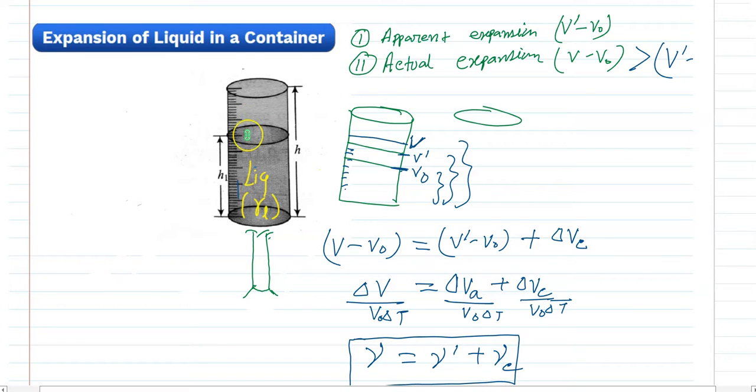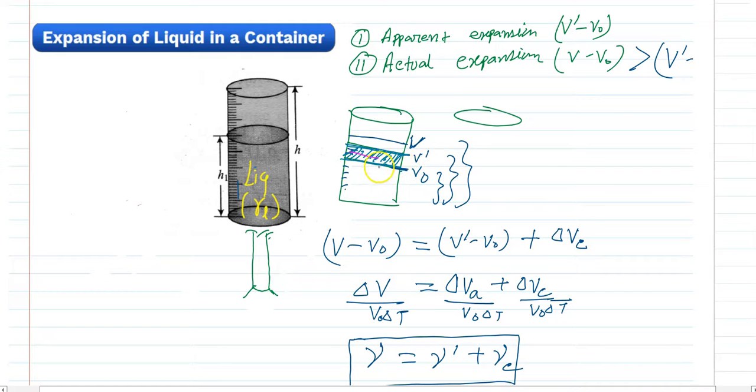Suppose now I am getting the increment of volume of that amount. If the container does not expand, then I will get the expansion like that volume. The pink volume will be the actual expansion, and the volume I have now got is the apparent expansion. Okay, this is the apparent expansion.